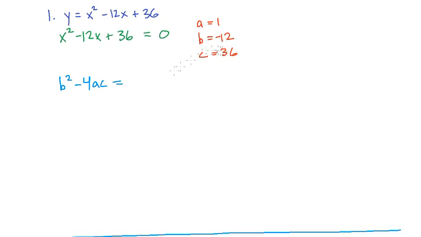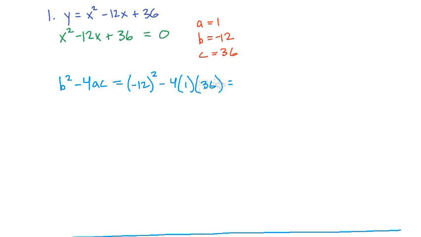So let's go ahead and plug in our values. Our b value here is negative 12. We're going to use parentheses as we always do. Negative 12 squared minus 4. There is our a value in parentheses, and there is our c value in parentheses.